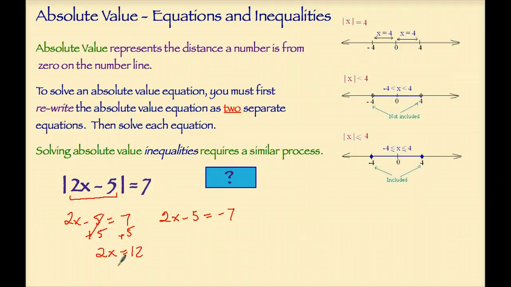In this case, 2x equals 12. 6 is one of our answers. And in the second equation, we have 2x equals -2, x equals -1 is the other answer. Let's see if these are true. 2 times 6 is 12, minus 5, 7. The absolute value of 7, of course, is 7. Now let's try -1. 2 times -1, -2, minus 5, -7. The absolute value of which is also 7. Great. We used two equations and we got both solutions to the absolute value equation.